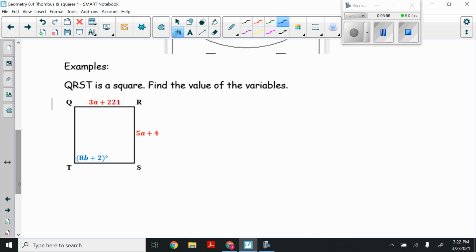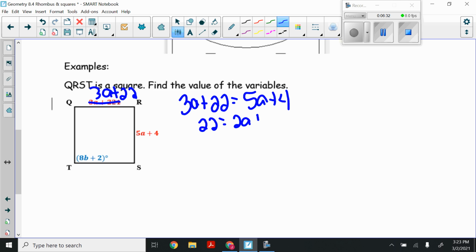So QRST is a square. Find the value of the variables. This should just be 3a plus 22. That's what that is right there. All right, so a square. Right, so if it's a square, I know all four of my sides are congruent to each other. So I can go ahead and set this up and say 3a plus 22 has to equal 5a plus 4. Get all of my a's on the same side, so subtract 3a, so I get 22 equals 2a plus 4.